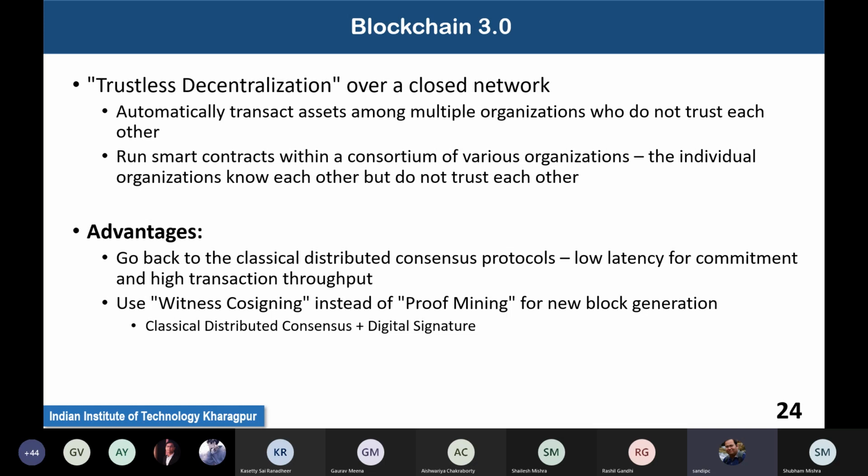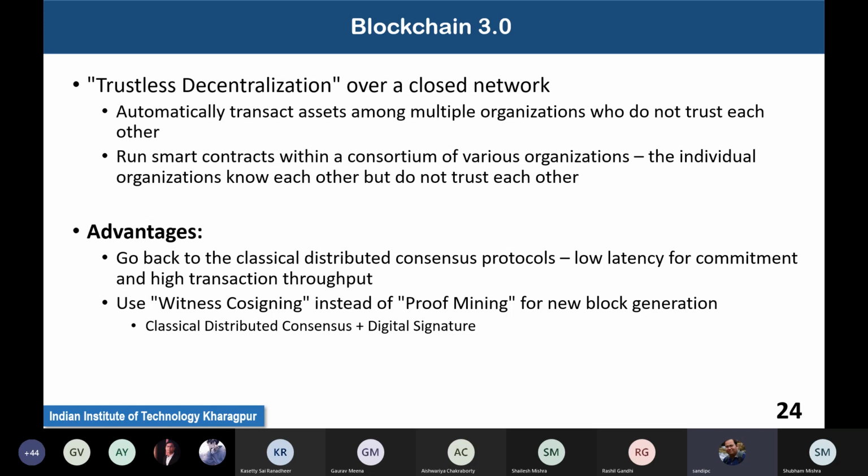And the classical distributed consensus protocols are known to have low latency for commitment and high transaction throughput. One of the major disadvantages of a Bitcoin type of network is that to mine a new block, you need to invest a significant amount of resources. It is a challenge-response based architecture where you need to find the nonce for a corresponding hash, and to find that nonce you need to invest a significant amount of computing power.